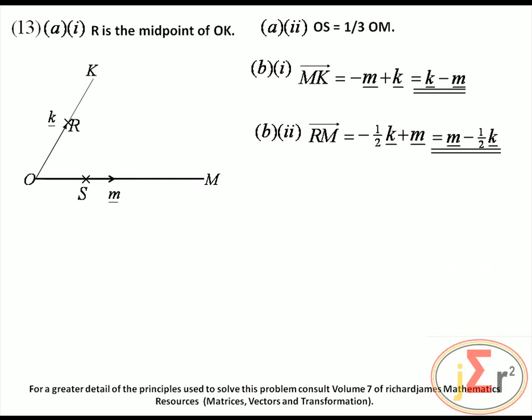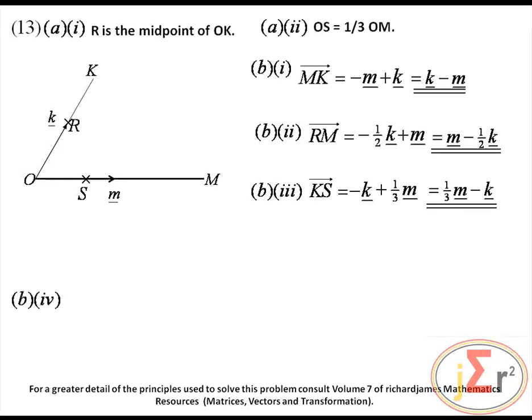So putting the positive one at the front, we have M minus a half of K. So determine KS. What is KS? From K to S, all of K minus K going in the opposite direction. So negative K plus, how far do we go to S? To 1/3 of M. So minus K plus 1/3 of M, and putting the positive one at the front, a third of M minus K.